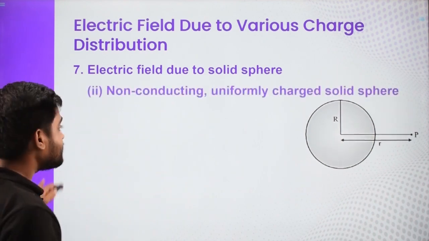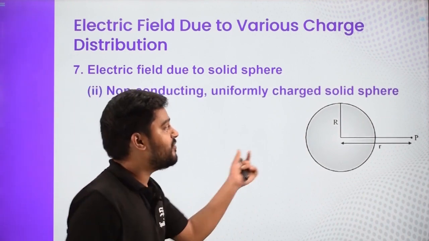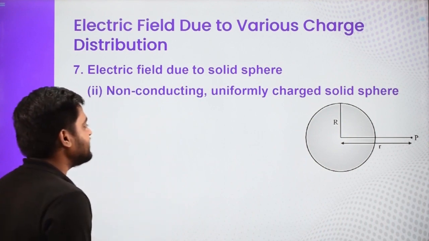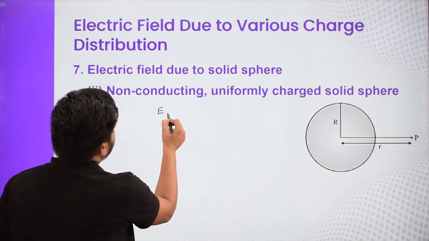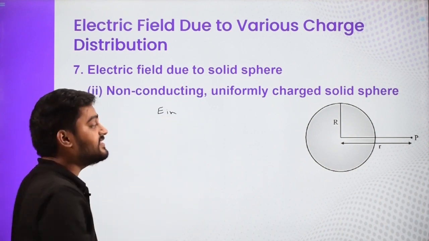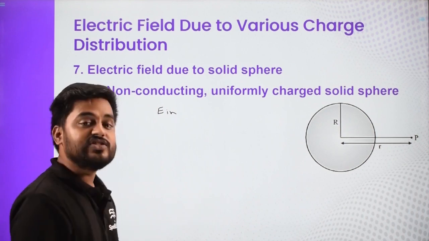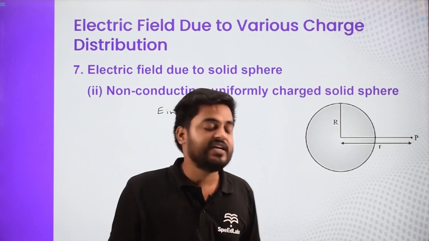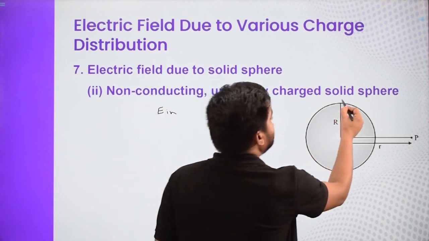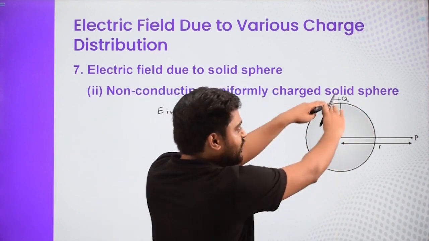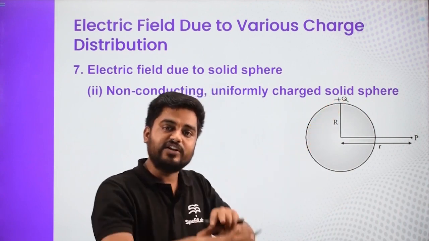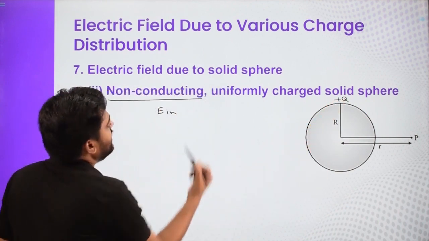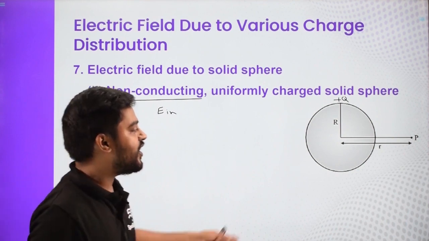Next is a non-conducting uniformly charged solid sphere. Now again, first we are going to discuss the electric field for a point which is lying inside the solid sphere. But this is non-conducting and uniformly charged. So here the charge capital Q does not just lie over its surface, the Q is distributed throughout its volume. Because it is a non-conductor, the charge is going to be distributed throughout its volume.